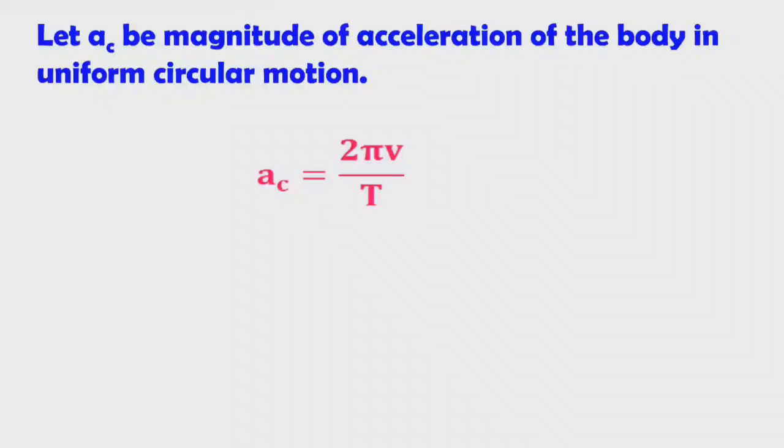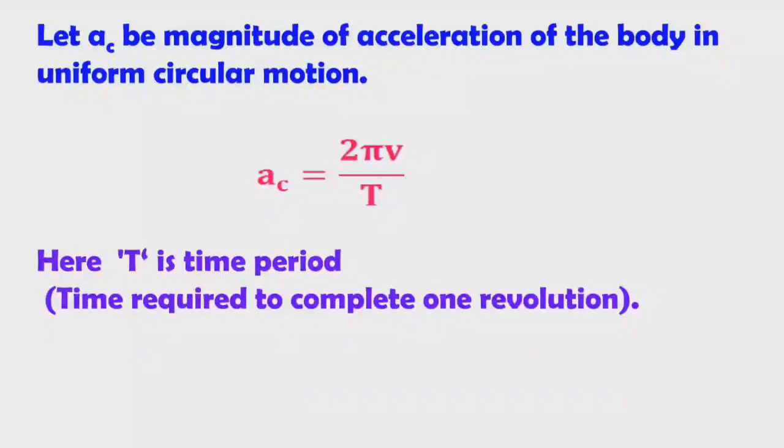AC is the acceleration, the change in velocity is 2 pi v, and the time period is represented by t. What is meant by time period? The time required to complete one revolution is called the time period.